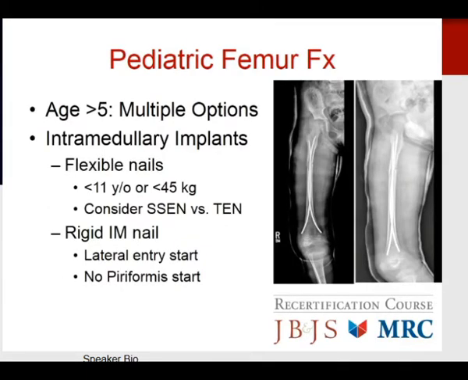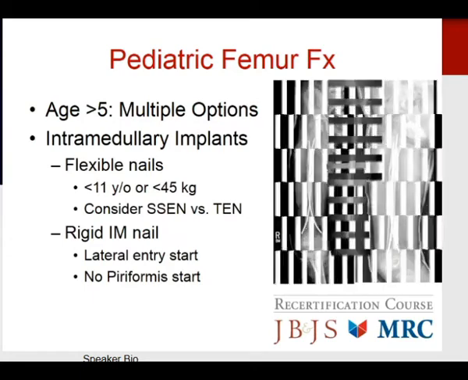Intramedullary nails, specifically flexible intramedullary nails, are also an option in this patient population. However, studies have shown that if you use a flexible nail in a child older than 11 or greater than 45 kilograms, especially if you're using titanium nails, there may be an increased risk of complications. In these older or heavier patients, you need to think about either using a stainless steel elastic nail or using an alternative method of treatment.